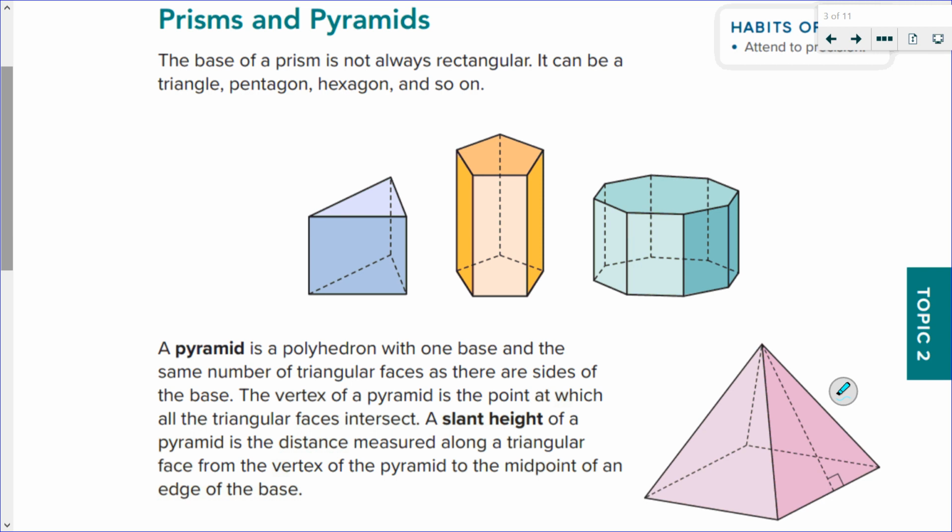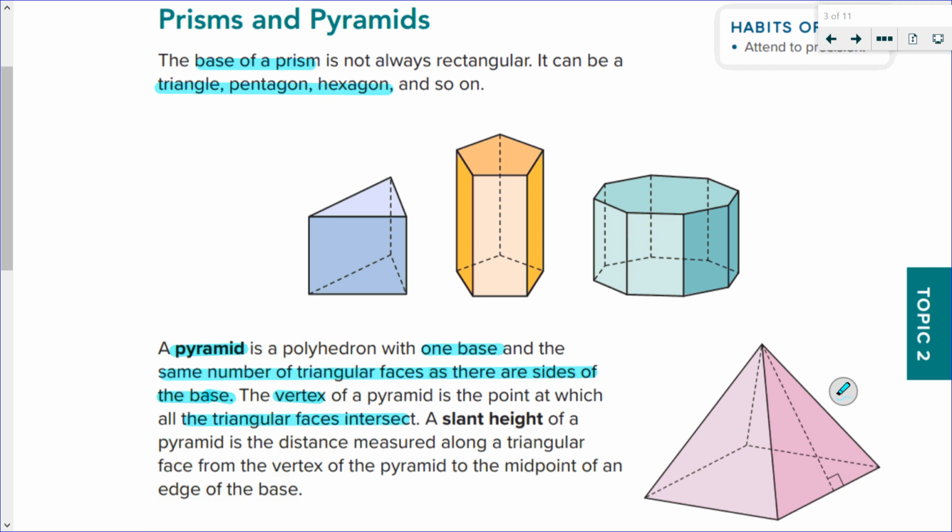So we talked about the bases of prisms the other day, but they're not always rectangular. It could be a triangle, pentagon, hexagon, really any type of polygon can form the base of a pyramid or a prism. A pyramid is a special solid. The way you identify it, it has one base and the same number of triangular faces as there are sides of the base. There is a vertex opposite of the base, and that is the point at which all of the triangular faces intersect.